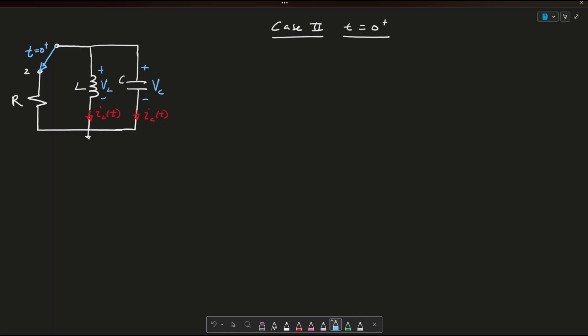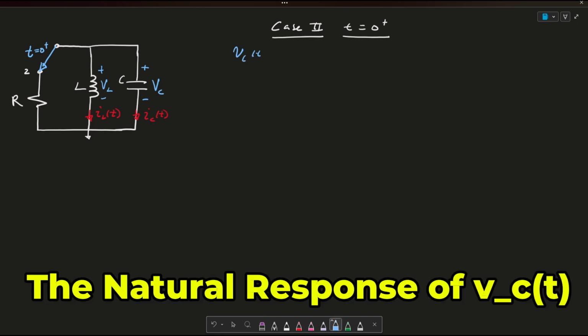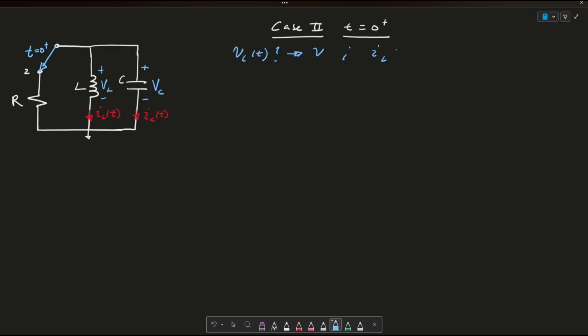Okay, so for case number 2, we want to consider that we've moved our switch to position number 2 here. And we want to write some equations again to try and solve for this voltage VC of T across my capacitor, or we also just call this V. We also want to solve for this IL of T, and we also want to solve for this IC of T. So that is the goal at hand.